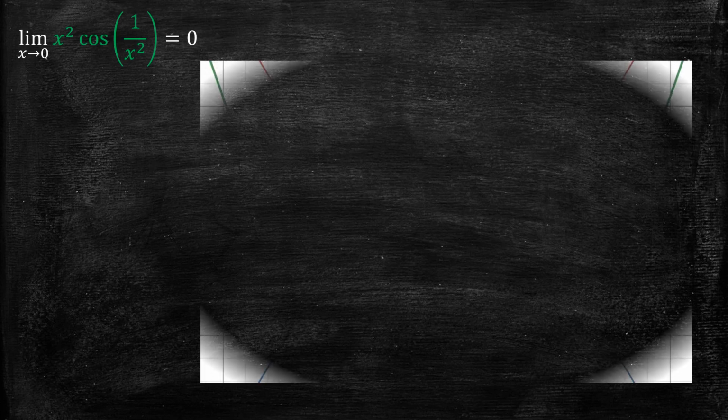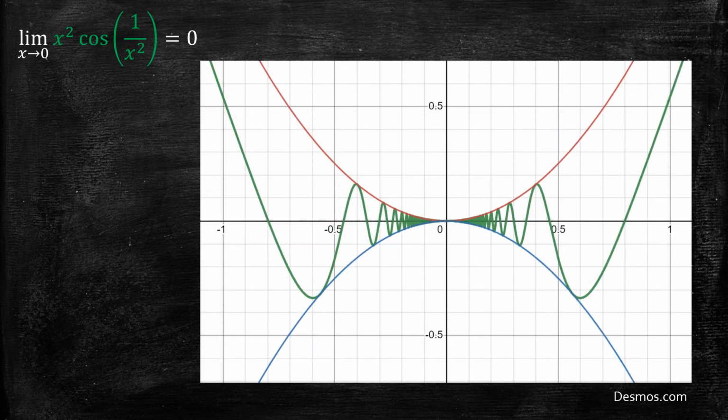So in the previous slide, we just established this limit using the squeeze theorem, and I thought a visual graphical representation would help. So here's a Desmos graph to make you appreciate why it's called the squeeze theorem. The green function seems to be squeezed in between the red, the upper function, which is y equals x squared, and the lower function, y equals negative x squared.